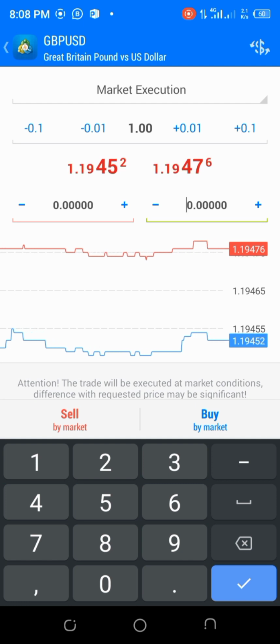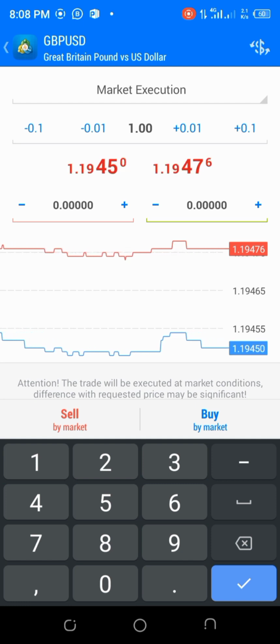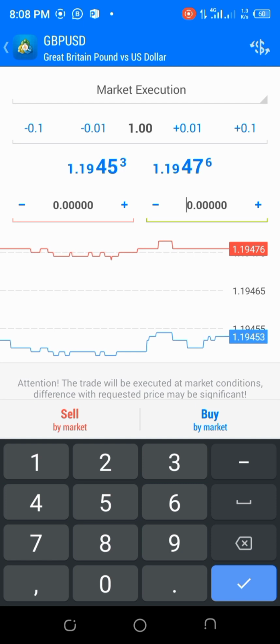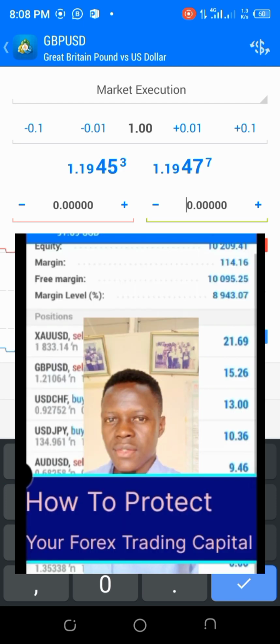So if you want to go for a buy, remember I said for a buy the stop loss is always less than the take profit.